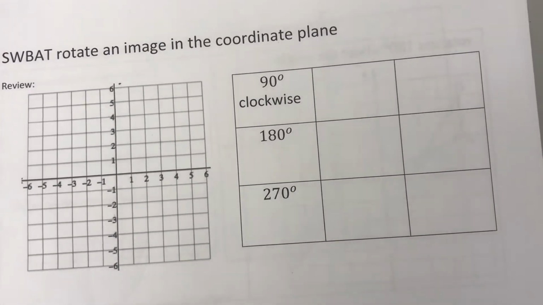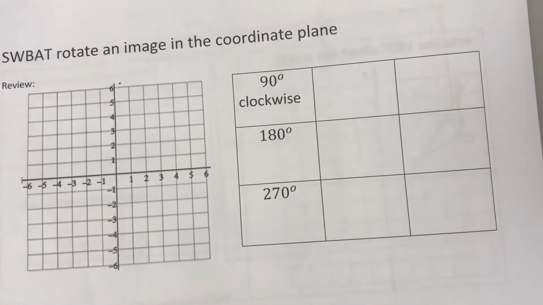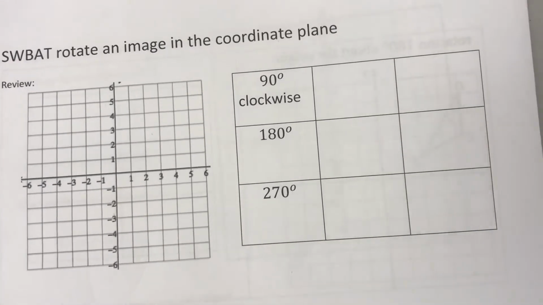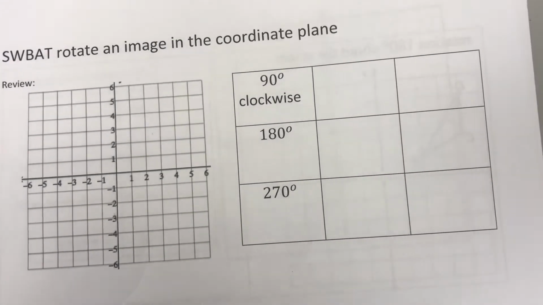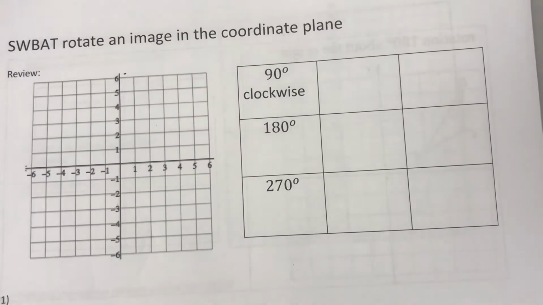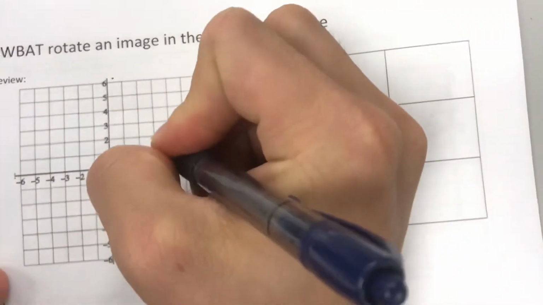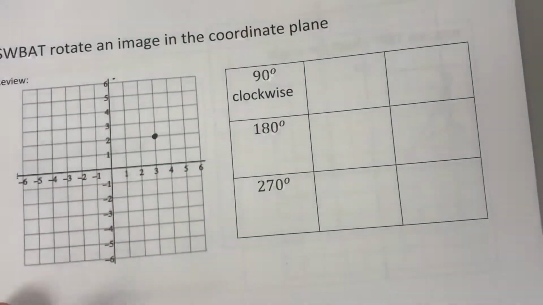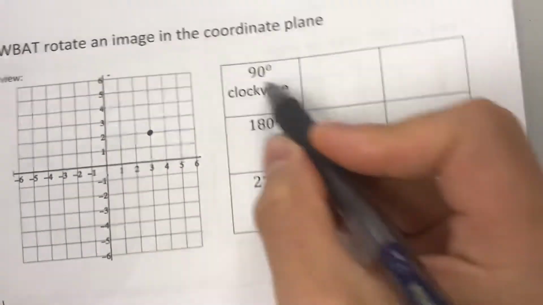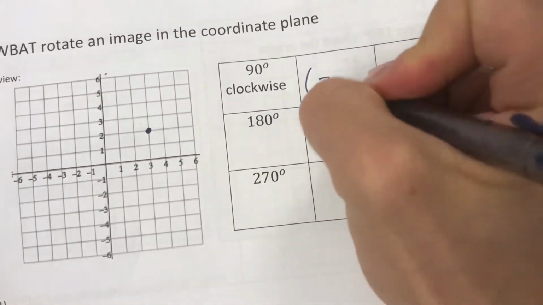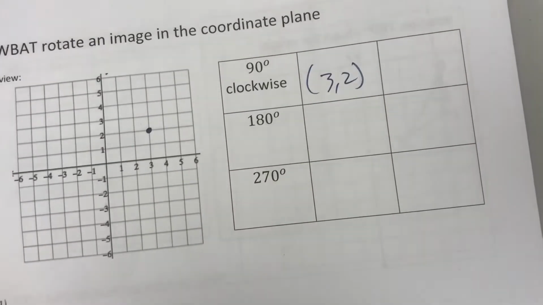Part 3 of our video is the question of how do you rotate an image on coordinate planes? Well, this is a little bit harder, but it's not that much harder, okay? Let's just say I have a point (3, 2), and I want a clockwise rotation of (3, 2). Here's how I want you guys to start thinking about this.